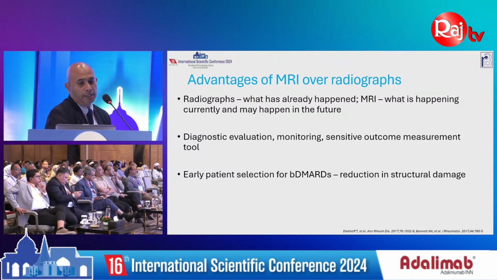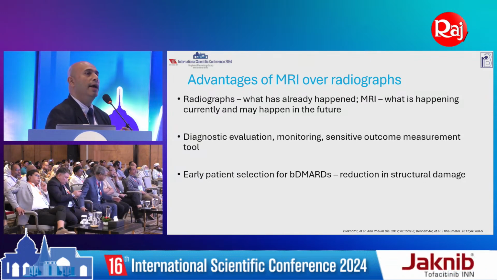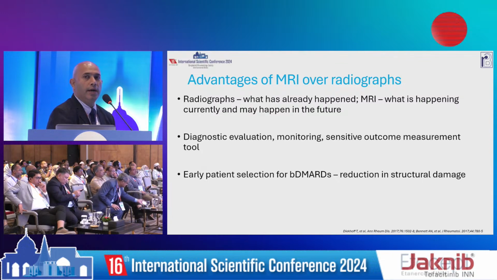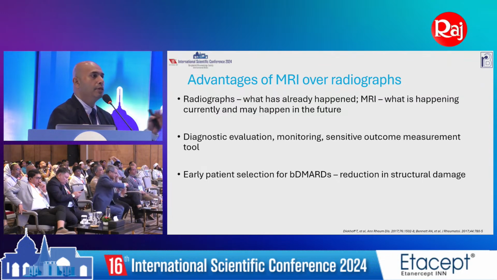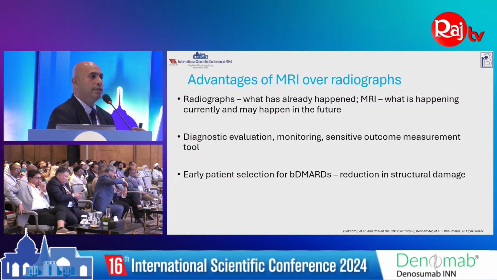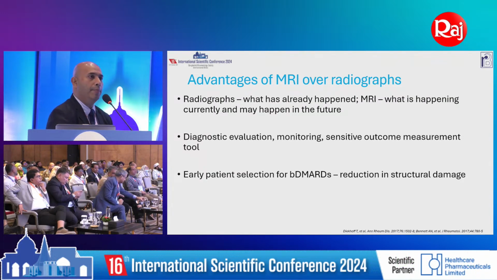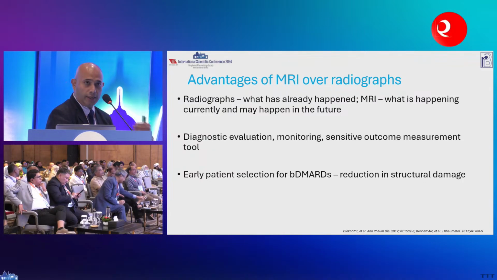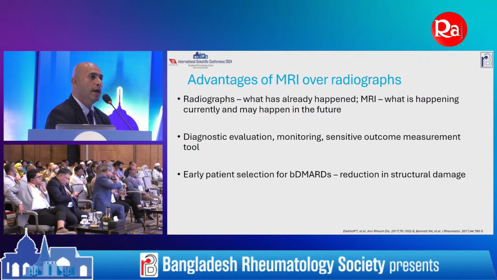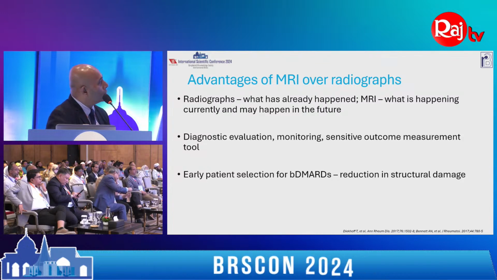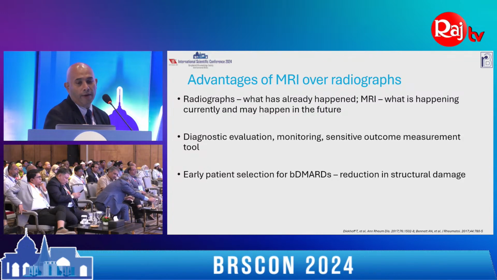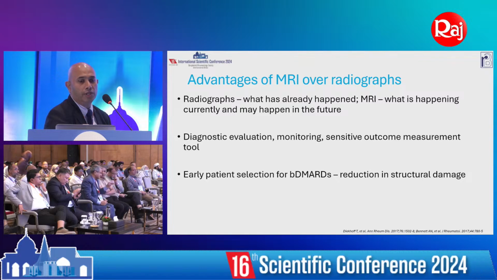Now, what are the advantages? If you look at radiographs, they tell you what has happened in the past. It doesn't tell you what's going to happen in the future. If you look at MRI, it tells you what happened, what is happening at the current point in time and what may happen in the future. So that's a major thing when you have treatment decisions to be made for these patients.